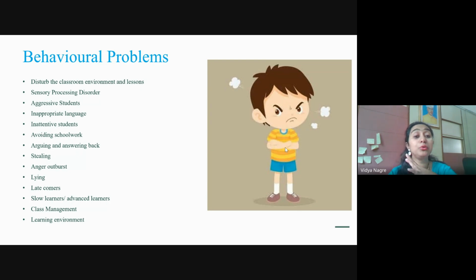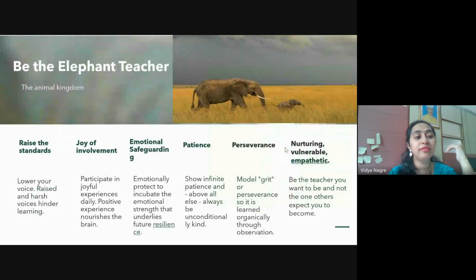Sometimes you have to be very firm, very strict, and somewhere you have to be very polite, very soft-hearted, kind-hearted, but always be empathetic. As a teacher, you always have to be empathetic. For that, you have to be the elephant teacher. This is the core essence of today's session. You always have to be the elephant teacher.